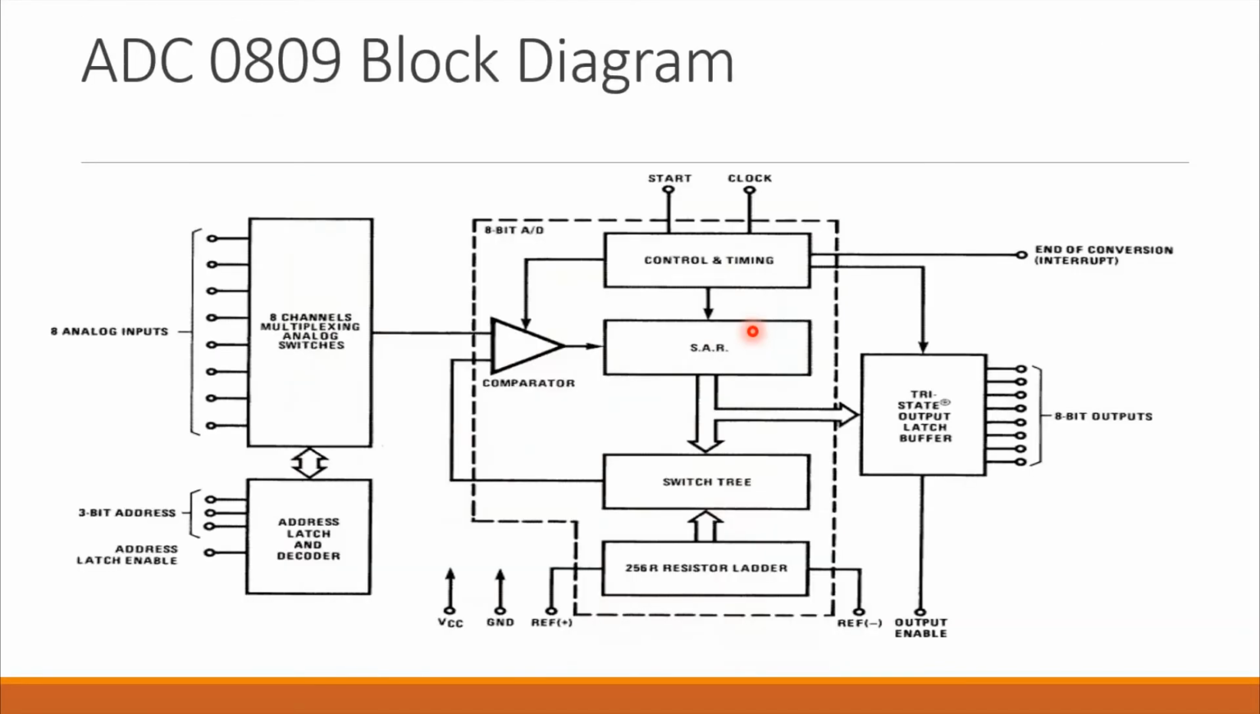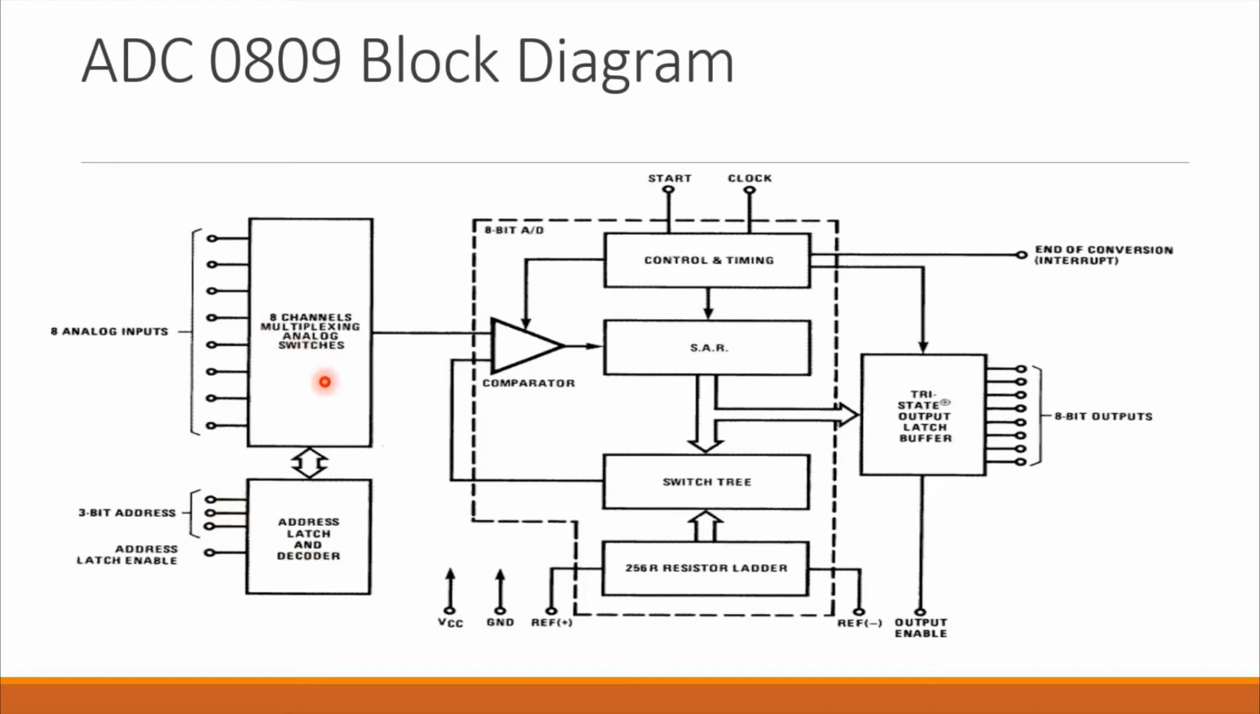After this, we'll see how any ADC would work, using its block diagram. So this is the block diagram. It consists of an address latch and decoder circuitry. It mainly has these three pins. These are your address pins, address C, B and A, and you have an address latch enable pin. This always has to be made high, then only it will latch the address lines with the channel. The combination of these three lines, address C, B, A, will decide which channel is selected, right?